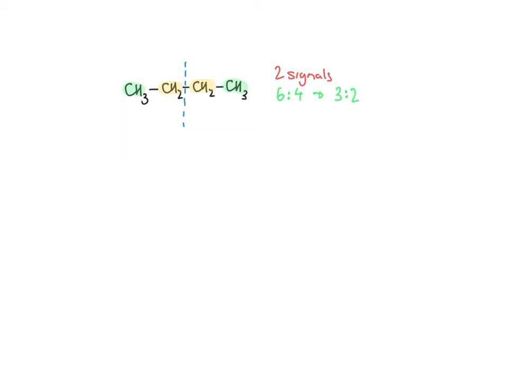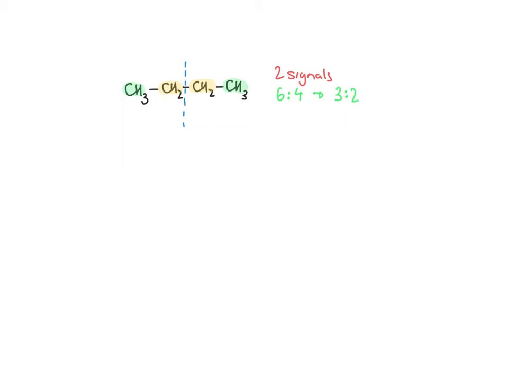The next thing then is how do those two signals split? Or how many lines are in each of those two signals? So are they a singlet? They have 1 line. Are they a doublet? Do they have 2 lines? Are they a triplet? Do they have 3 lines? Are they a quartet? Do they have 4 lines? In AQA, I've never known them to go beyond a quartet.